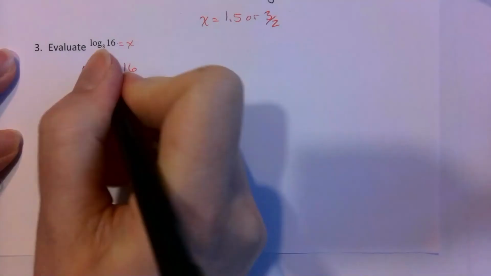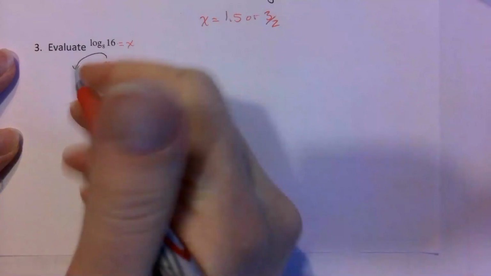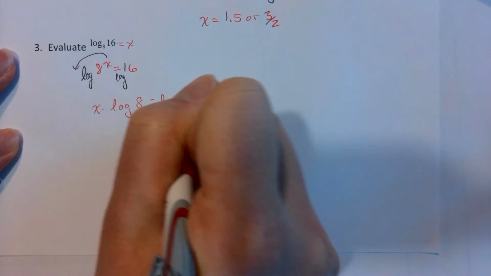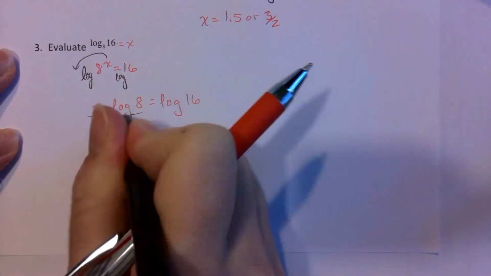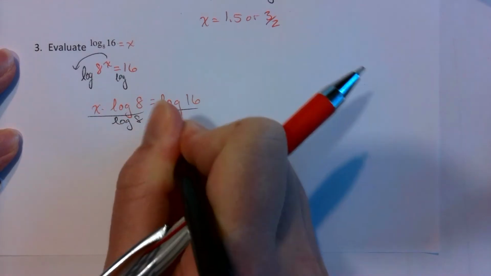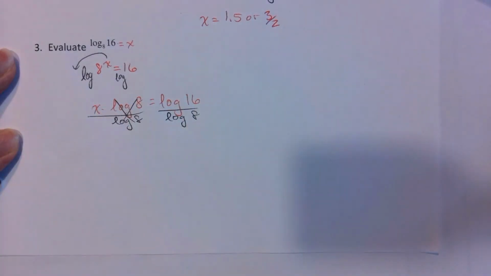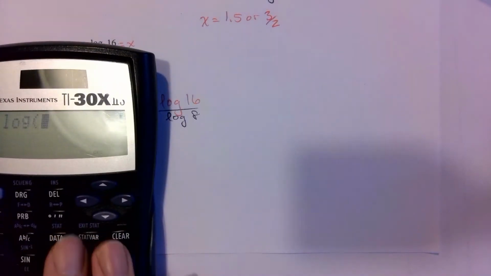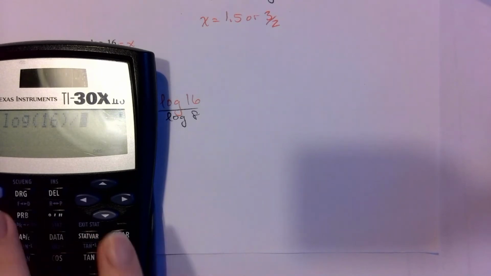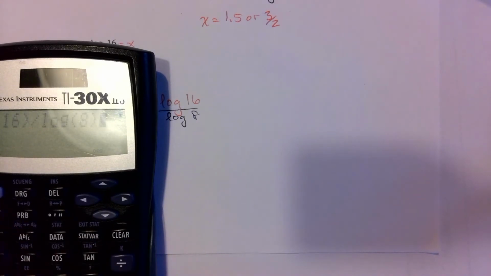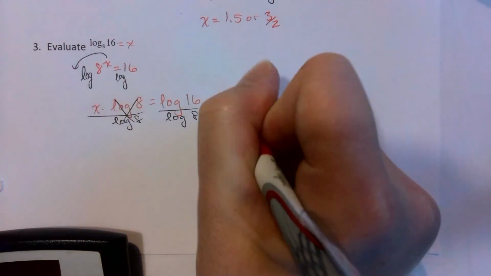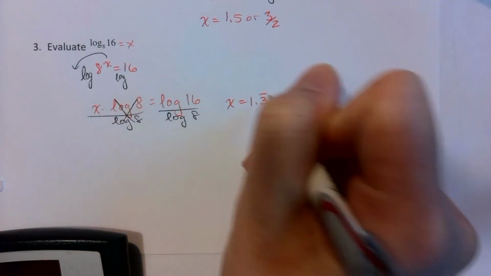And now that I took the log, I'm going to bring that out for multiplication. And so I have x times log 8 equals log 16. And now I'm going to divide both sides by log 8, and that's going to cancel out. Again, we're going to put this into our calculator just as is. So log 16, close those parentheses, divided by log 8, close those parentheses, and we get 1.3 repeating. Okay, so I'm going to write that down. X is 1.3 repeating, and that is my answer.